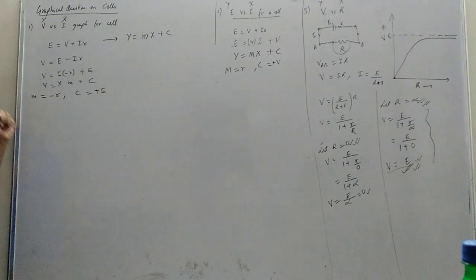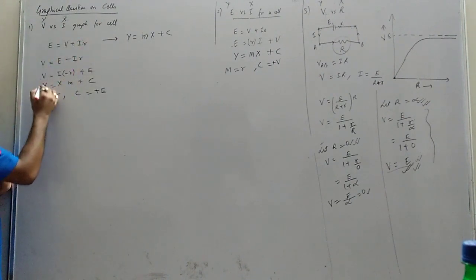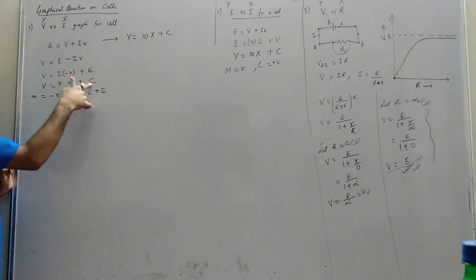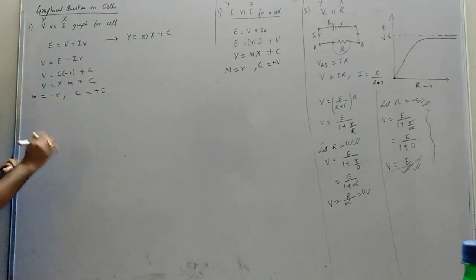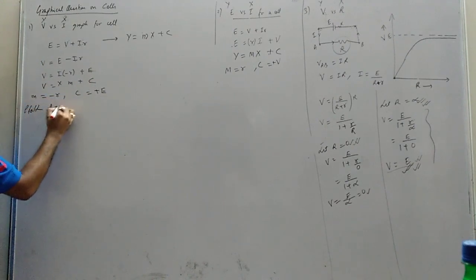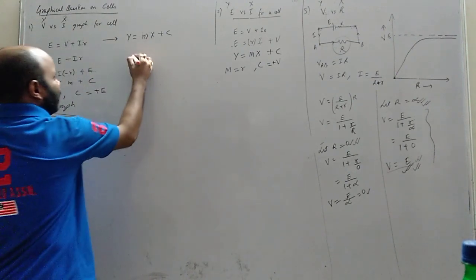So the first question till here: they will ask from the V versus I graph, what is the slope and what is the y-intercept? So from the V versus I graph, what is the slope? Negative of internal resistance. What is the y-intercept? c is the y-intercept, plus EMF. Okay. Now the next part is the plotting of the graph. We have to go for the plotting of the graph. Now to plot the graph, what are the things you need to see?